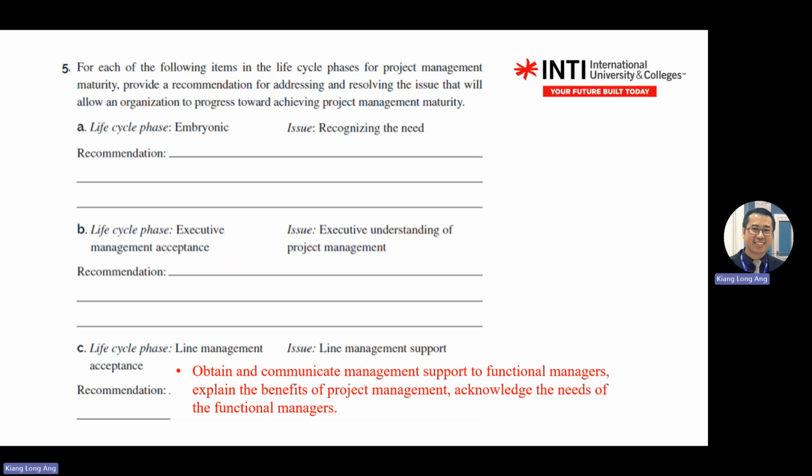So in the previous chapter 1 question also, there's one question that asks you about how you resolve some issues, one of it with the functional managers. The previous chapter, the answer is to listen and understand the needs. I keep repeating the answer. So if you look at the C, how do you recognize the needs? Now the problem is you don't know the needs. So how do you solve this stage? How do you solve?